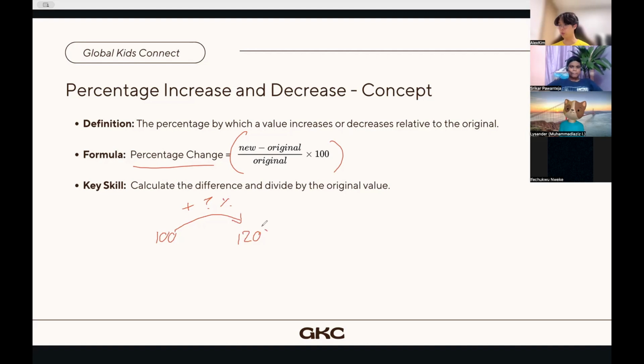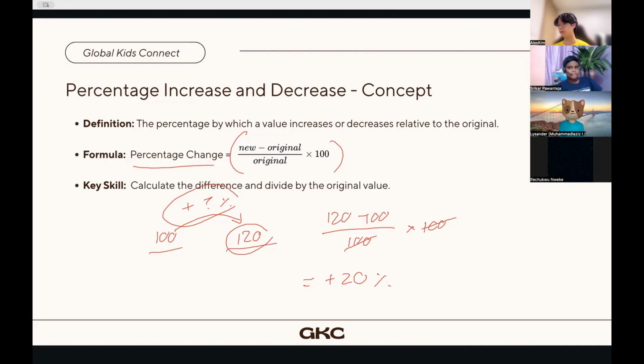We take the new value, 120, minus the original value, 100, divided by again the original value, 100, and then we times that by 100. If we simplify, the hundreds will be gone. 120 minus 100 would equal 20, which is the percentage change. So through this equation we find the percentage increase or decrease when given two values, the initial and the final.